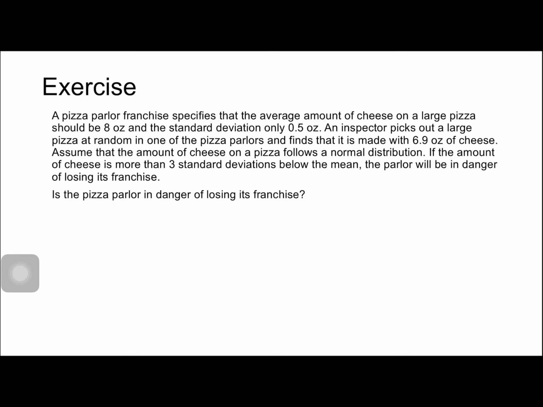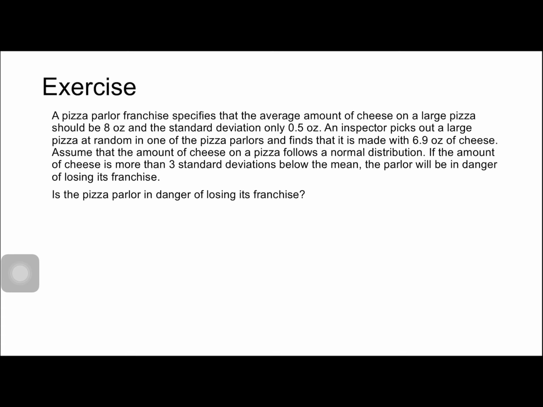For our example problem, a pizza parlor franchise specifies that the average amount of cheese on a large pizza should be 8 ounces and standard deviation is only 0.5 ounce. An inspector picks out a large pizza at random in one of the pizza parlors and finds that it's made with 6.9 ounces of cheese. Assume that the amount of cheese on a pizza follows a normal distribution. If the amount of cheese is more than 3 standard deviations below the mean, or -3, the pizza parlor will be in danger of losing its franchise. Is the pizza parlor in danger of losing its franchise?